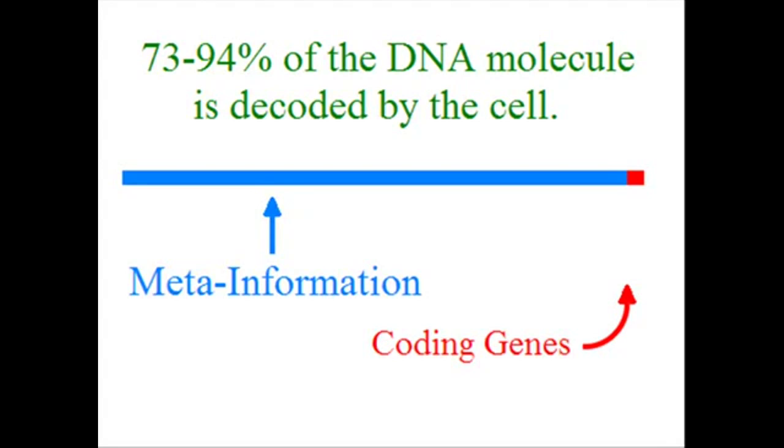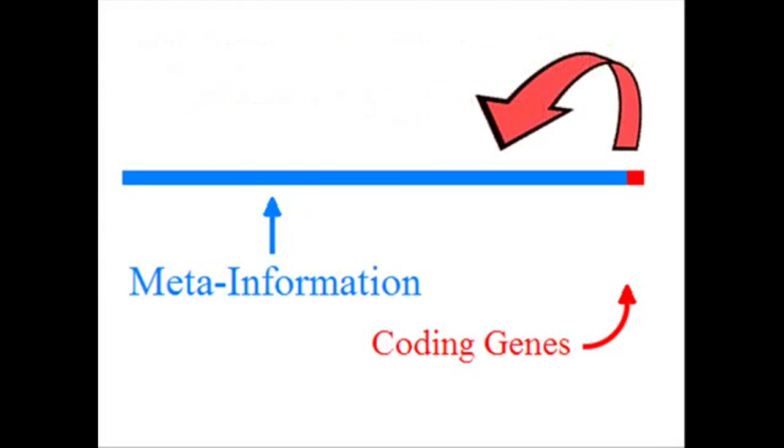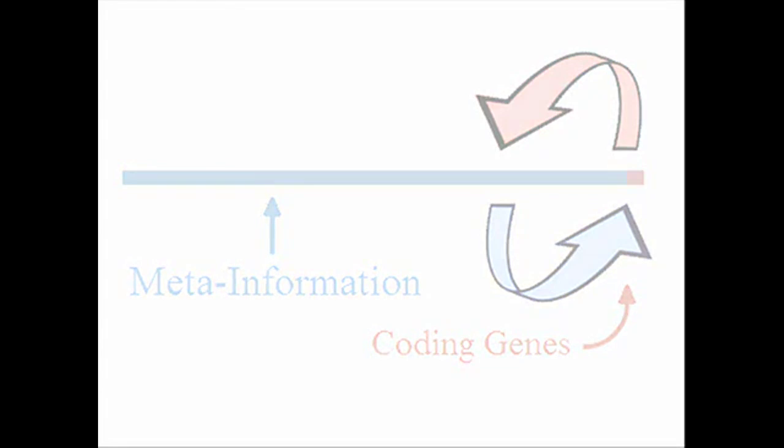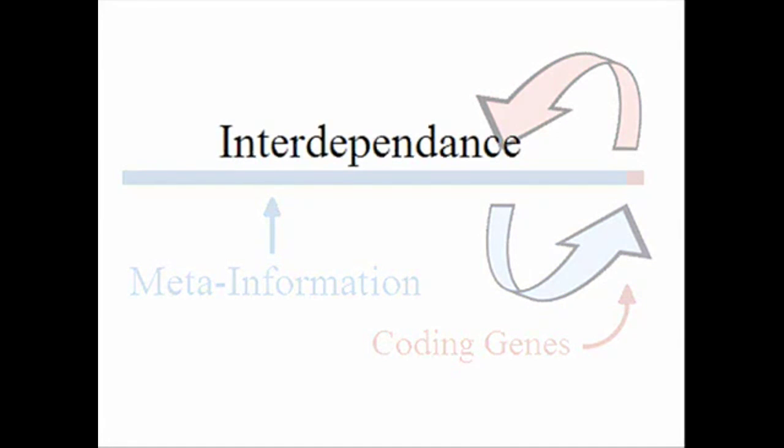It is vital information. The information which codes for proteins is dependent upon instruction sets elsewhere in the DNA, which govern its function. And the information which is meta-information is dependent upon the existence of the coding genes which produce proteins for the utilization of that information as well. This is interdependence, which cannot be broken.